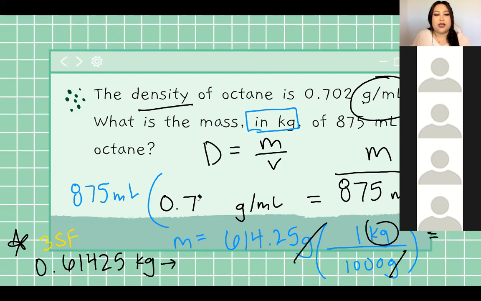So if this was 0.7 and we had to multiply 875, we would use the 0.7 because it has the least amount of sig figs, so 1 sig fig. If this was 0.7, then our answer would have to be in 1 sig fig. But since both of the numbers that were given to us were in 3 sig figs, our answer has to be in 3 sig figs. Yeah, okay.